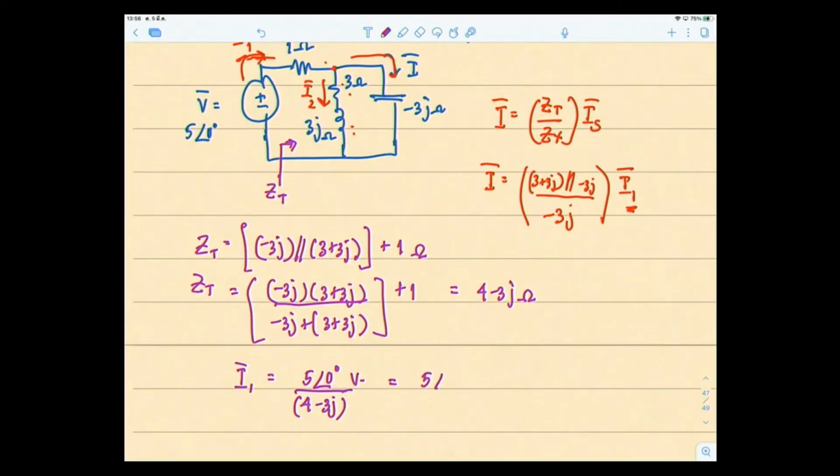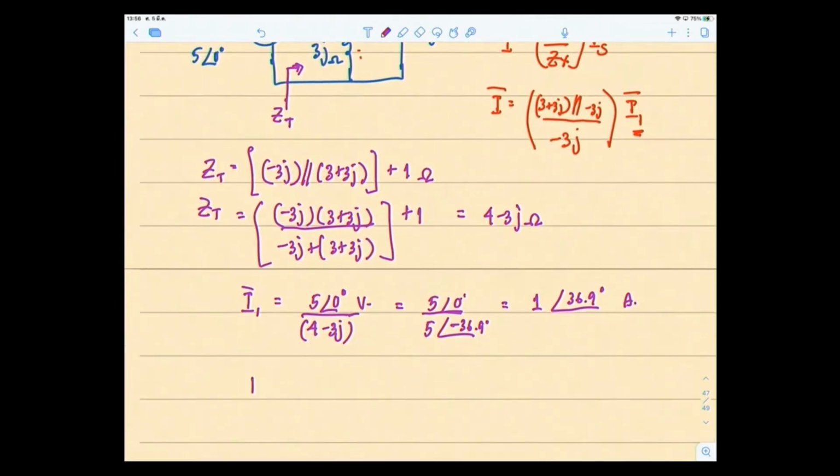If you don't know, you have to convert this, because we're doing divisions, you have to convert the rectangular form into polar form, so it becomes 5 angle minus 36.9 degrees. So the answer is 1 angle 36.9 degrees A. So this is your I1. So therefore, your current I from this formula right here.